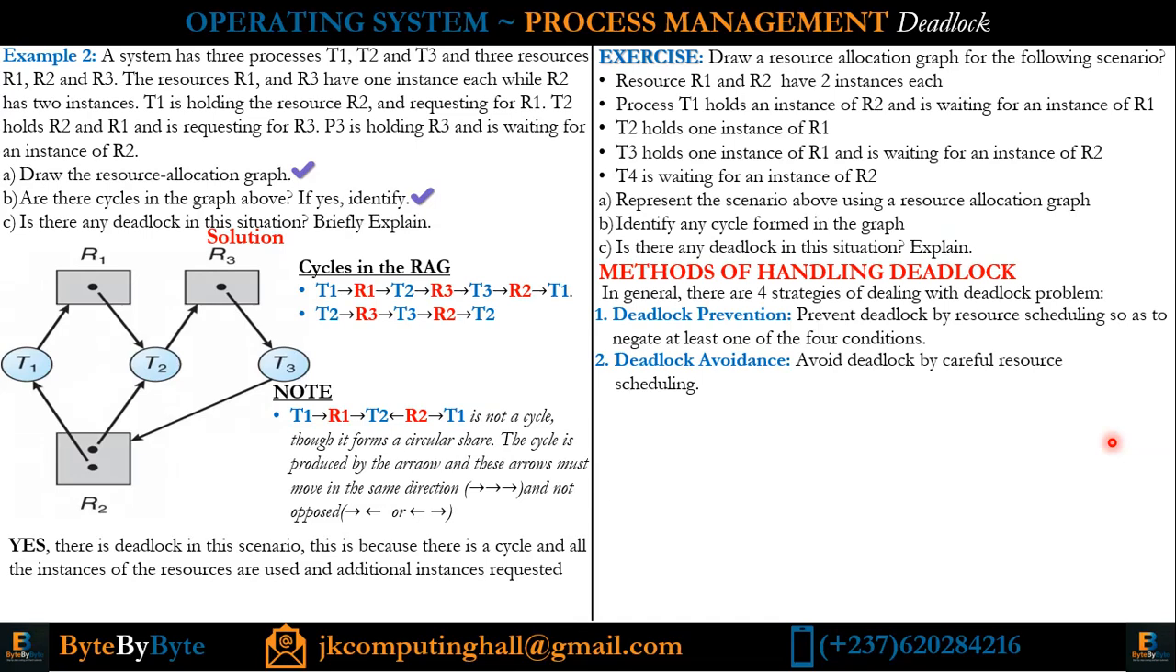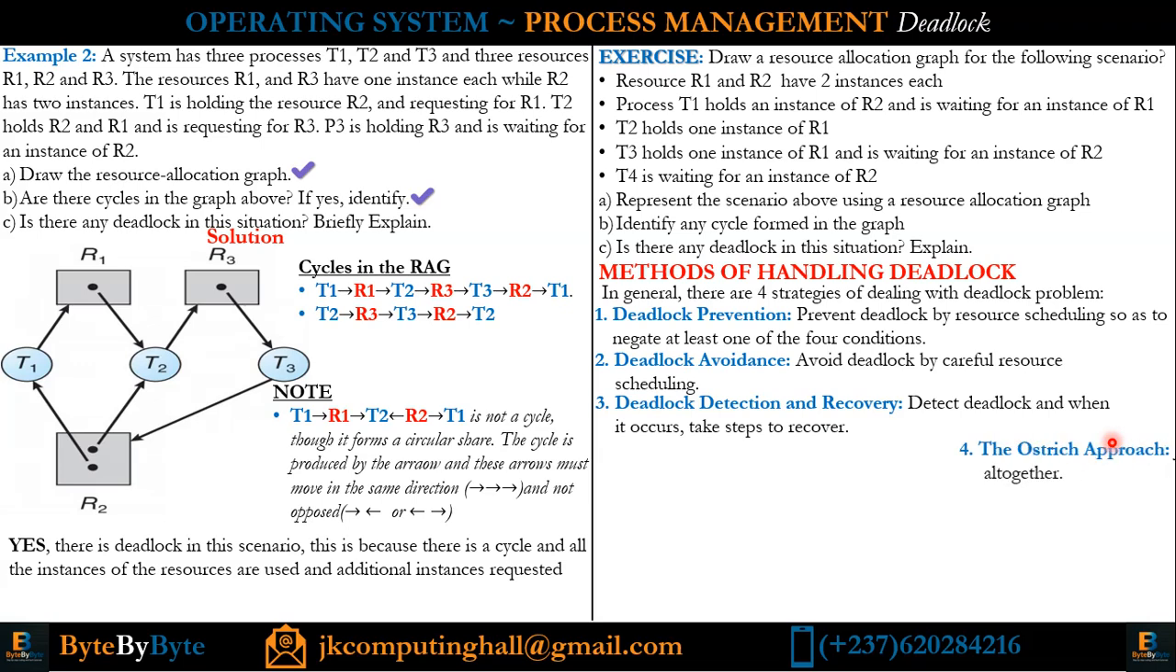Secondly, we have deadlock avoidance, that is, we avoid deadlock by carefully handling or scheduling our resources. Then we have deadlock detection and recovery, that is, we detect whether deadlock will occur or not, and when it occurs, we take a step to recover from the situation in order to cancel the deadlock. And the fourth is the ostrich approach, that is, we just ignore the deadlock problem altogether. But this approach is not really recommended as compared to the first three.